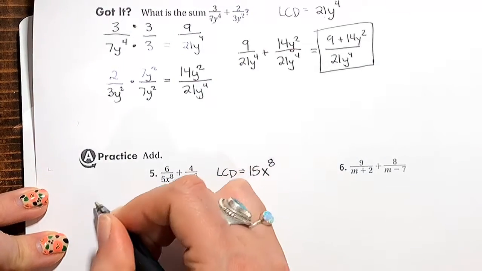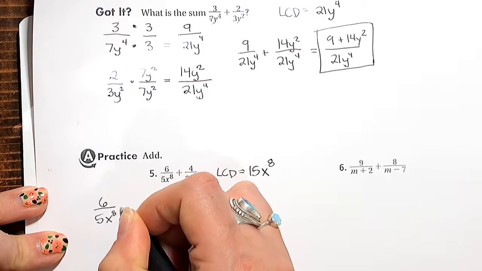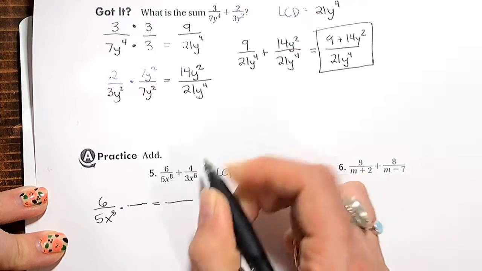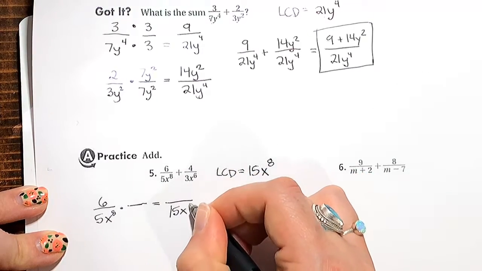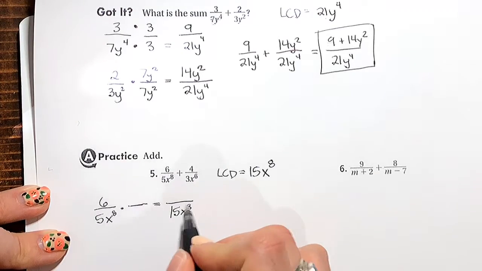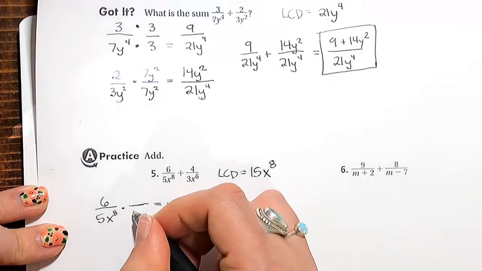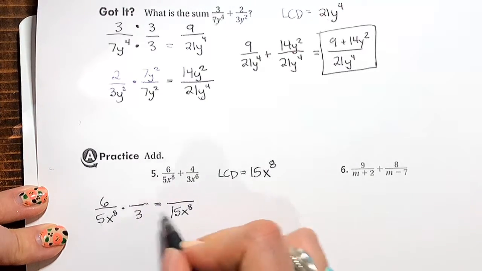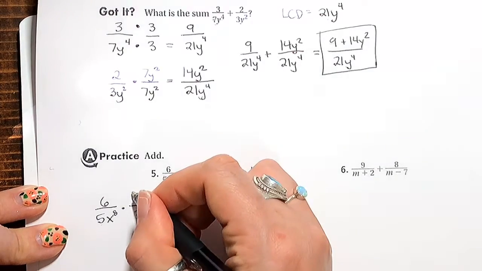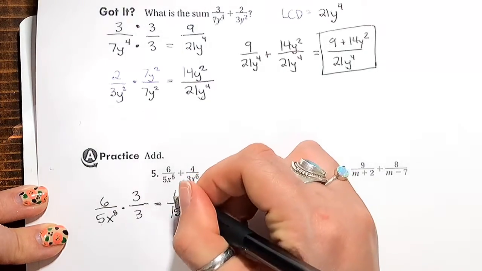So now I'm going to take each fraction, and I'm going to figure out what I need to times it by in order to get my LCD in the denominator. So I'm just kind of filling in the blank here. So what do I need to times this denominator by in order to get 15x to the 8? Well, for 5 to turn into a 15, I need to times it by 3. And then we already have the correct amount of x's, so we don't need to change the x's at all. But that means I need to times the top by 3. So 6 times 3 is 18.